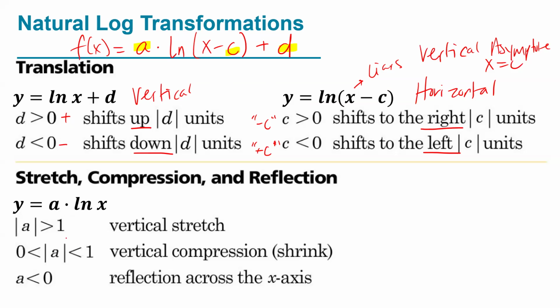So the last thing is if your A is negative. So if A is negative, that's what A is less than 0 means. So if A is negative, then that's a reflection across the x-axis, okay?